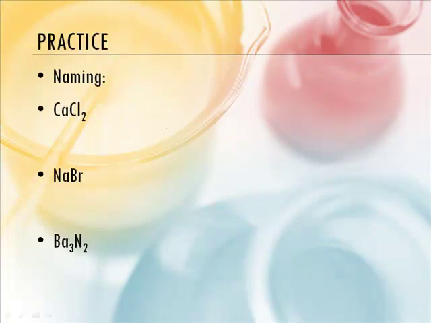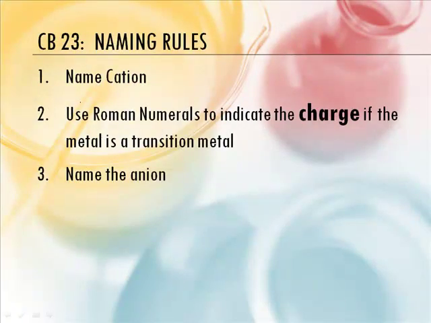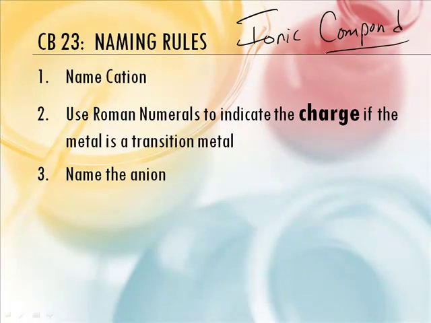We've got a couple of names. Actually, let's go back for a second to our rules. These are for naming ionic compounds. This only applies to ionic compounds. How do we know if they're ionic again? They are bonded from a metal to a non-metal. Metal and non-metal. So where do you find metals on the periodic table? Metals are to the left of the staircase.